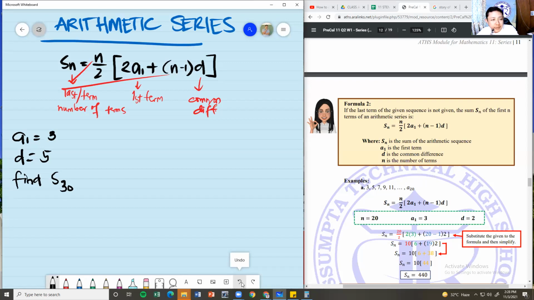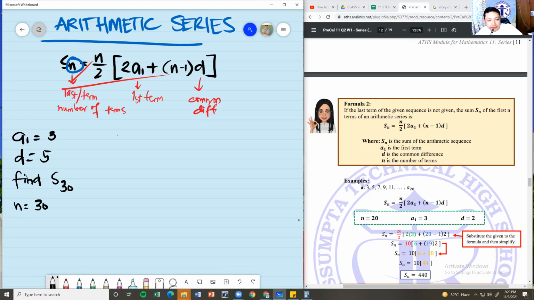So, we now have the first term, 3. We have the common difference, which is 5. And n is missing. What is n? In this case, it's not among the given, but we know that there is n here. Type the answer in the chat box. Where is n in this given? Very good. And so n can be found there. Therefore, our n is equal to 30.